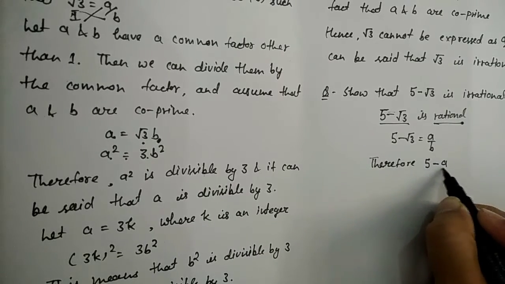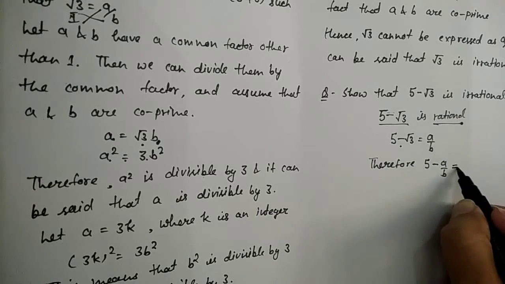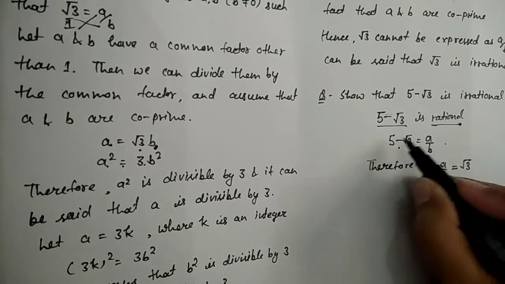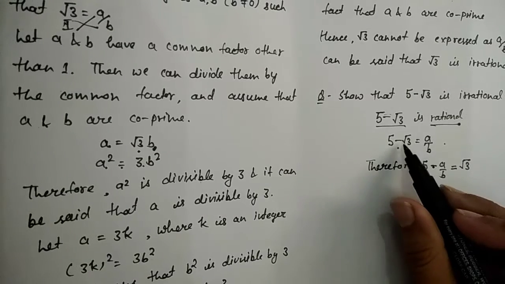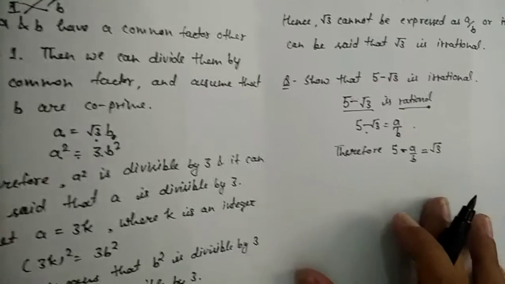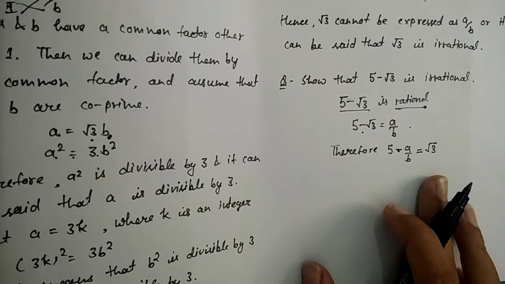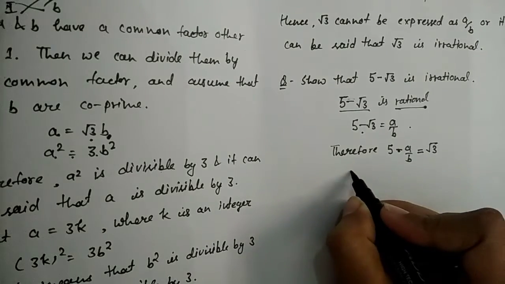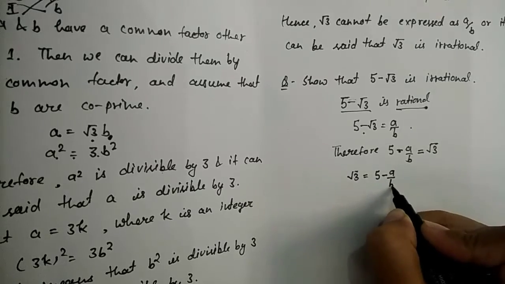5 minus A upon B, this we will take on the left hand side and root 3 will be shifted to the right hand side. This is positive here, so it will be negative on the left hand side, and root 3 is negative on the left hand side, so it will be positive on the right hand side. Okay, and therefore 5 minus A upon B is equal to root 3.